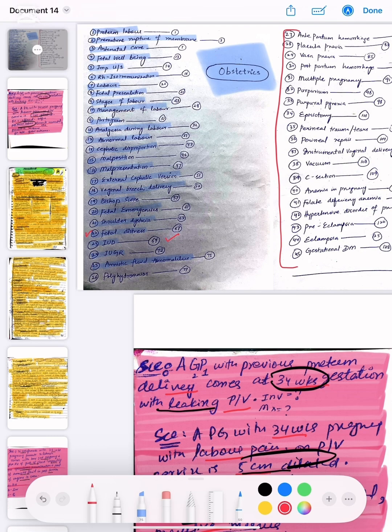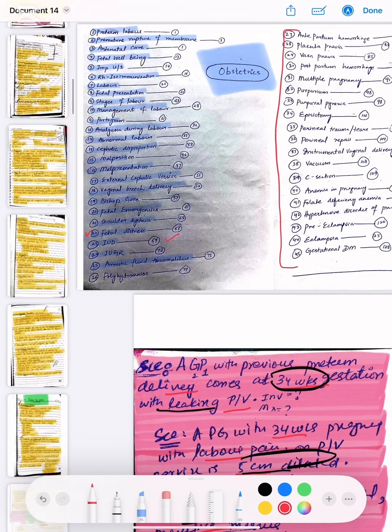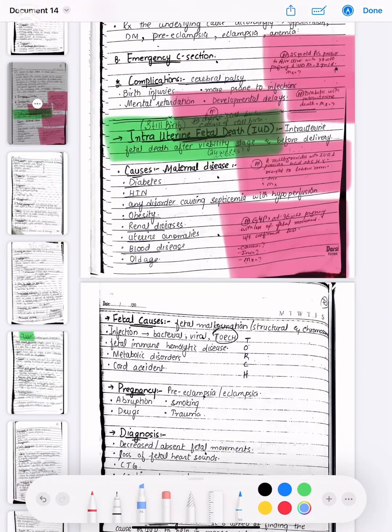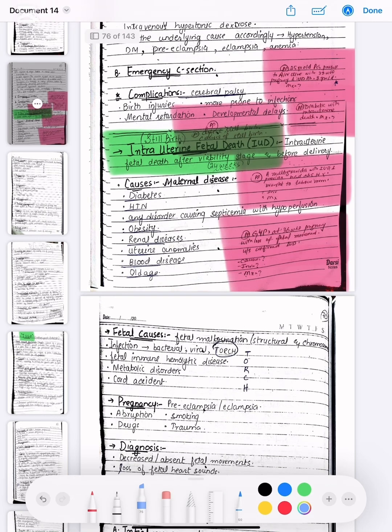Okay, so coming towards today's topic, that is intrauterine death. For intrauterine death, we have a scenario that there is a 25-year-old PG presents to antenatal clinic with 38 weeks pregnancy and intrauterine death. The HB is 8 gram per dL.